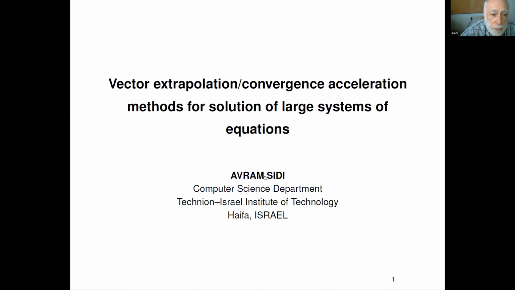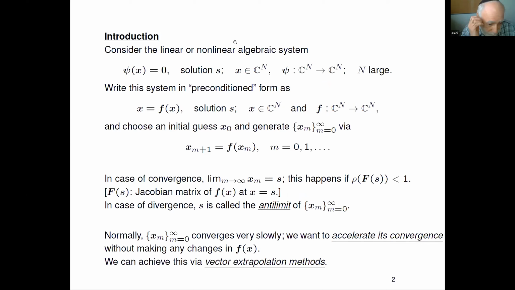Okay, so here we are. This is a topic that I have been working on for the last 40 years on and off. And I published quite a few papers on different aspects of the topic, including development of methods, numerically stable and economical algorithms for their implementations, their convergence and stability analyses, and some applications also.